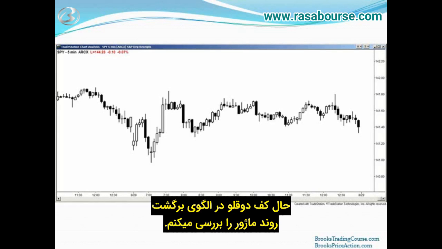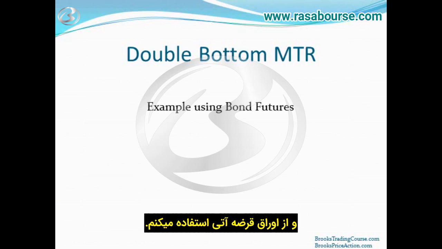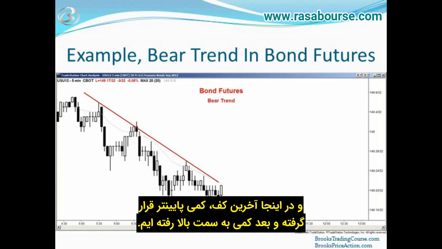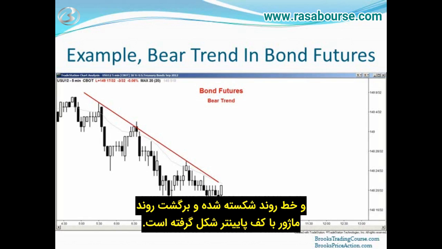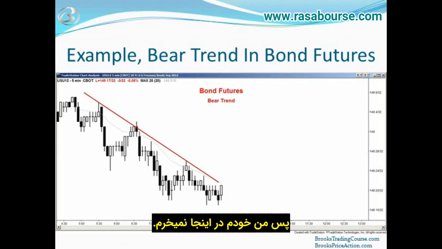Now I'm going to talk about a double bottom major trend reversal using bond futures. Clearly we have a bear trend that's contained by a trend line. It's in a channel, and we may be forming a slightly lower low here and a reversal up, but since we have not clearly broken above a trend line, I would not be buying this. You could argue that we have a bear trend here and a trend line break and a lower low major trend reversal. I don't think that's very much buying pressure, and this is not a good looking signal bar, so I personally would not take that buy.